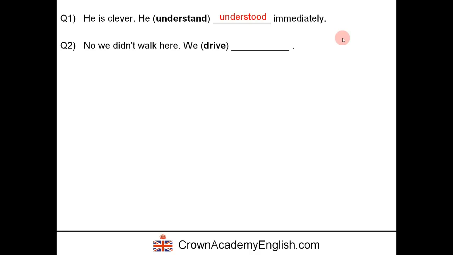Question 2. The answer is, no, we didn't walk here. We drove. So the past simple form of the verb drive is drove with an O.